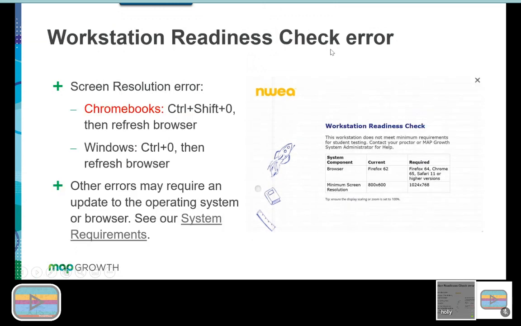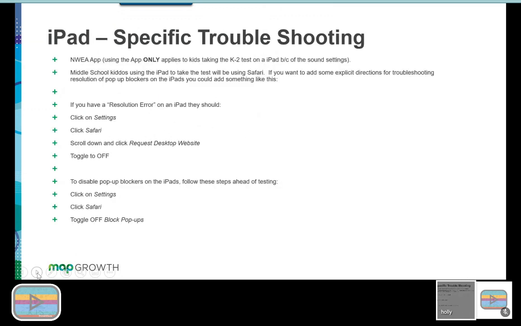Workstation readiness error. This has to do with the screen resolution. It needs to be just right for our items to work, especially those technology enhanced items like drag and drop, or when you're selecting multiple entries. Chromebooks, again, same in brick and mortar. Little bit different for iPads. Middle school, I know there's a lot of folks out there who will be using iPads.